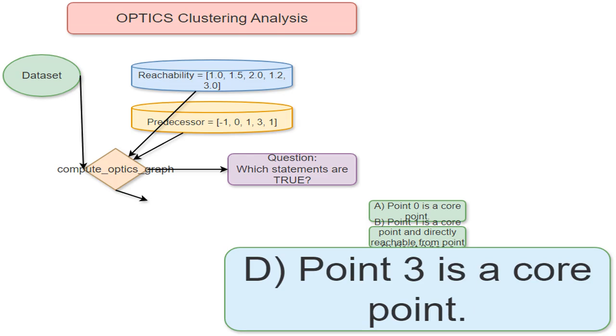Point 3 has a reachability distance of 1.2 and a predecessor of 3. While its reachability is finite, suggesting it could be a core point, I can't definitively say without knowing the specific parameters used for the OPTICS algorithm, especially the epsilon value.